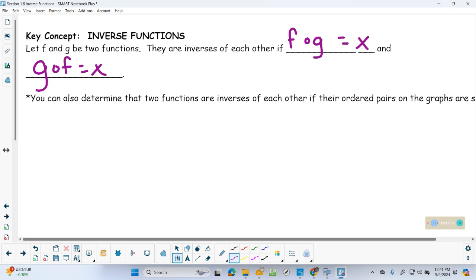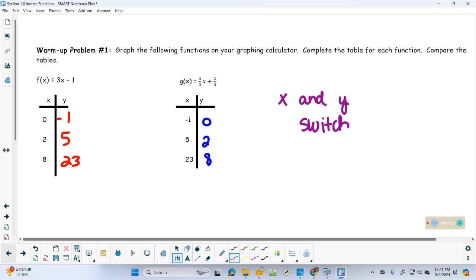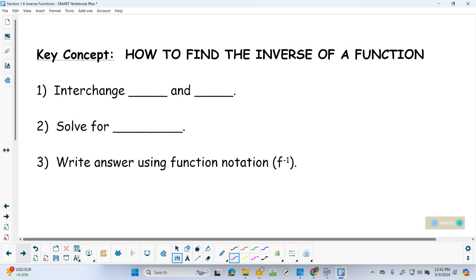So, and they're going to ask you to do both things. They're going to ask you to do compositions. They're going to ask you to do the tables. They're going to ask for all of it. So it just depends on the problem. We just got to read closely today.